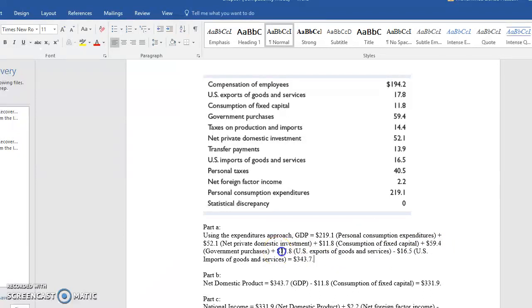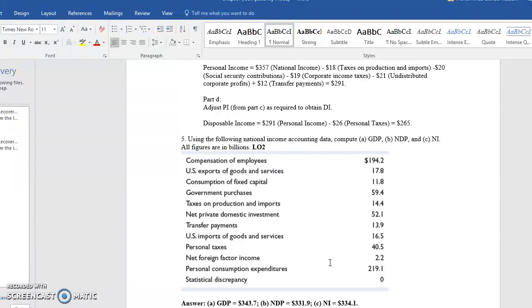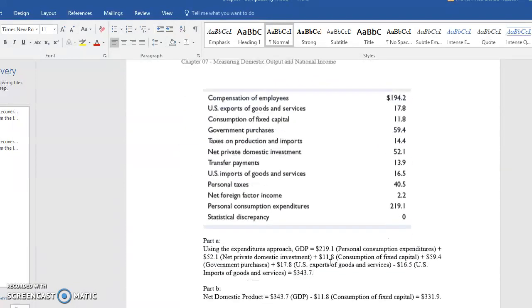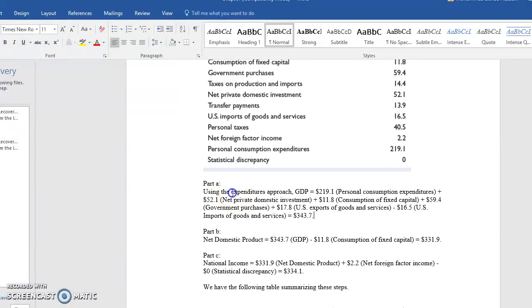And then net export is what? We know net export is the difference between export and import, which is 17.8 minus 16.5. So when we add all of those together, we have GDP for the country as 343.7 billion dollars, right? All of these are in billions of dollars. So the part A answer is this expenditure approach. We add the 4 items, right?